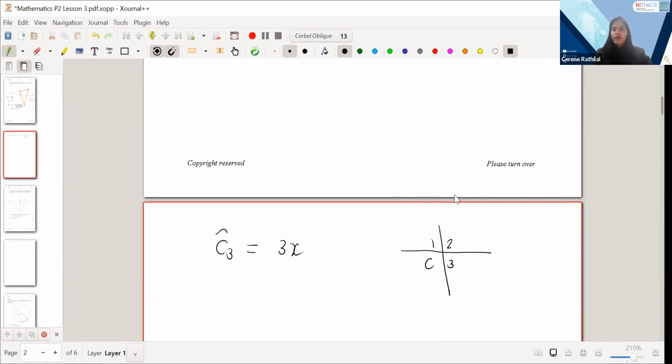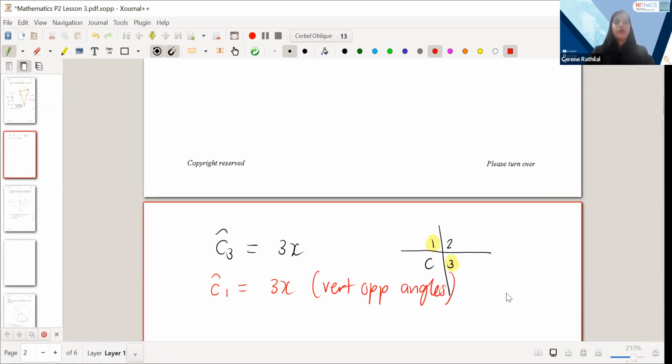What do you know when you're in a situation like this? Do you remember your results about vertically opposite angles? So we see that C3 is vertically opposite C1. And when they're vertically opposite in this way, don't we know that those angles are equal? So the conclusion here, if we follow through, is that C1 also equals 3x because of vertically opposite angles.